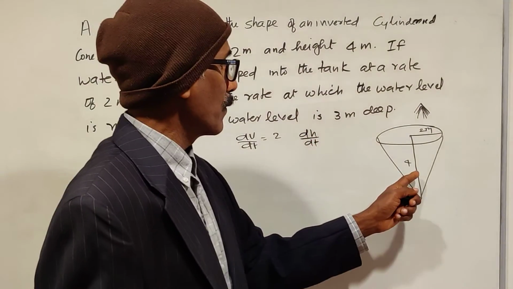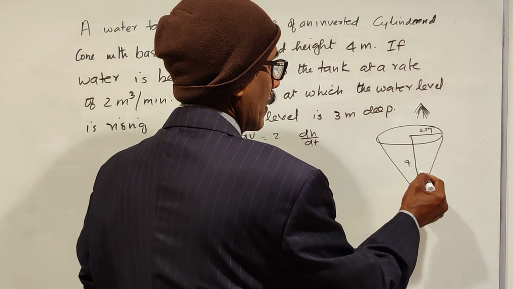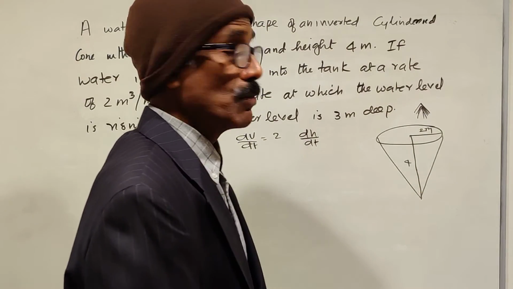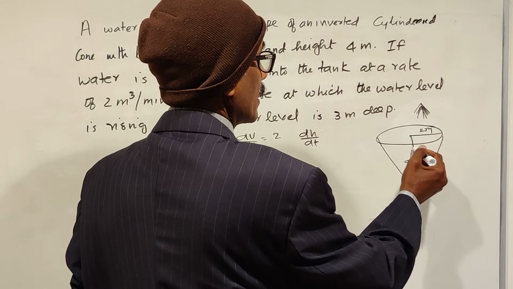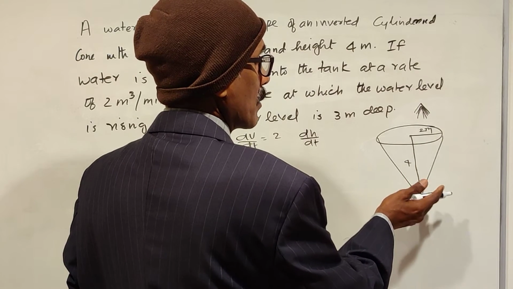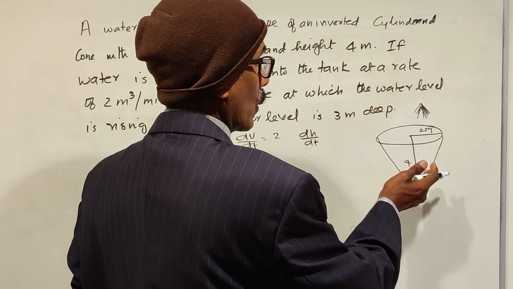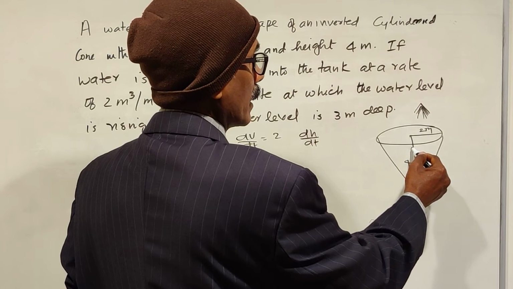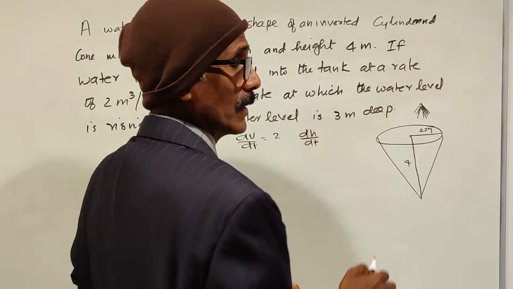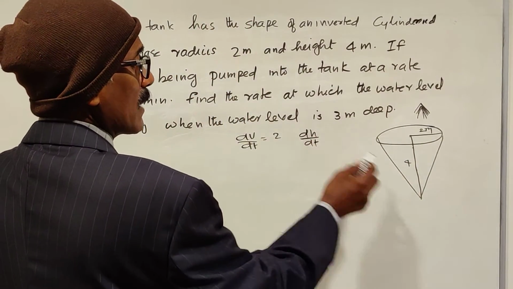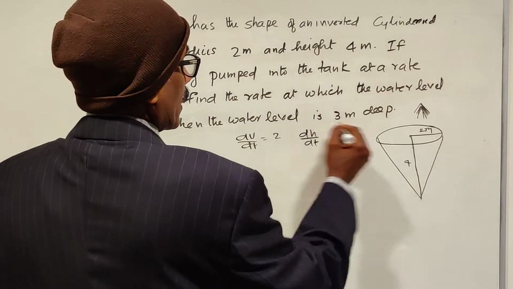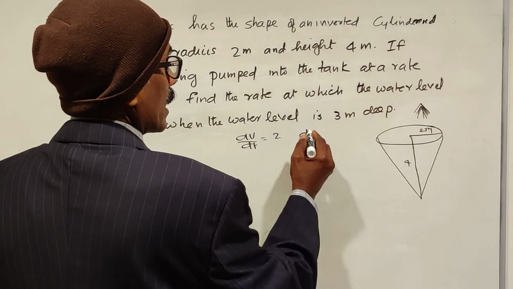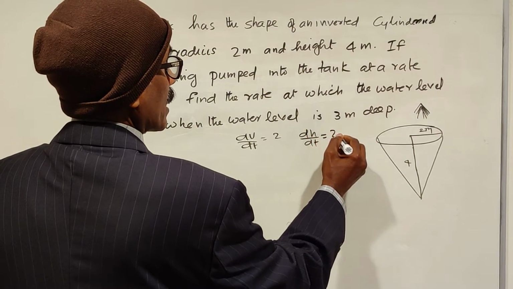See, speed is different. When the water level is here, the speed is much more than when the water level is here. At the first time the speed is much more. When the water level reaches here, the speed is much smaller than here. You understand? So dH by dt is a variable. That's what I am saying. H is a variable. Okay. dH by dt, speed. dH by dt, we need to find out.